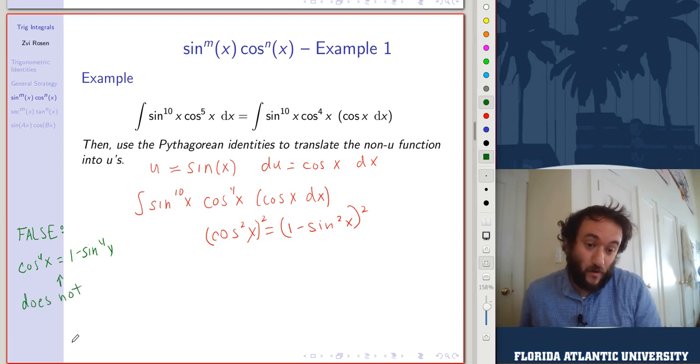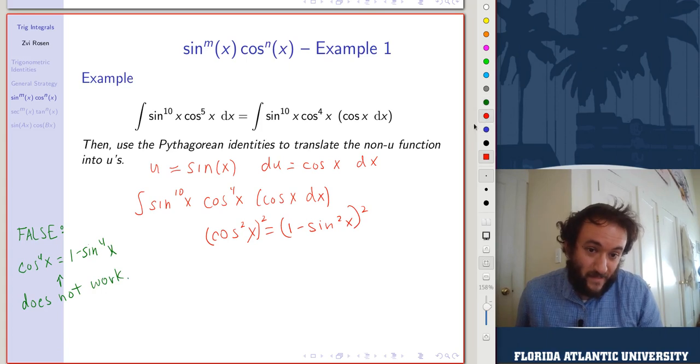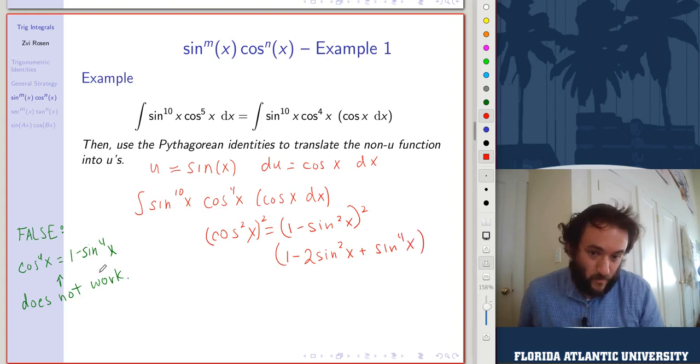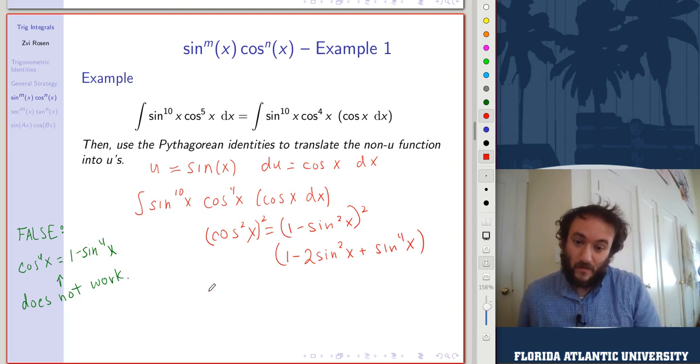You want to make sure that you're squaring or applying whatever is the necessary power to both sides of the equation in a consistent way. Okay, because as you'll see when we expand this, we get 1 minus 2 sine squared x plus sine to the 4th x. Right, and that's plainly not the same as 1 minus sine to the 4th x. Okay, but we can plug this in.